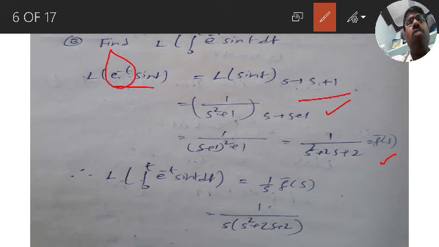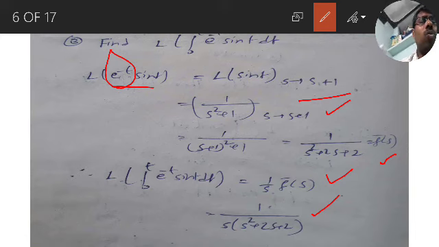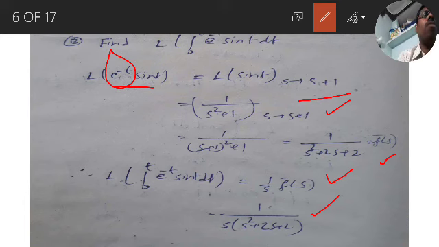Therefore Laplace transform of integration 0 to t e power of minus t sin t dt is 1 by s into f bar of s. Now substitute f bar of s. The answer is 1 by s into s square plus 2s plus 2. Are you getting? So this is the third problem we covered.